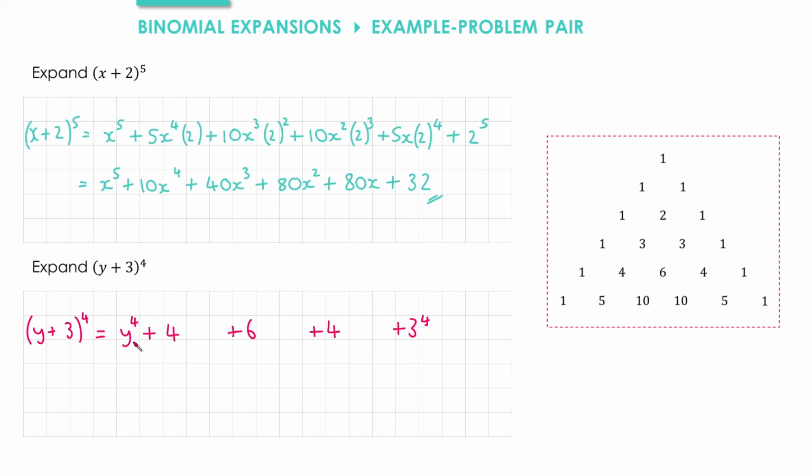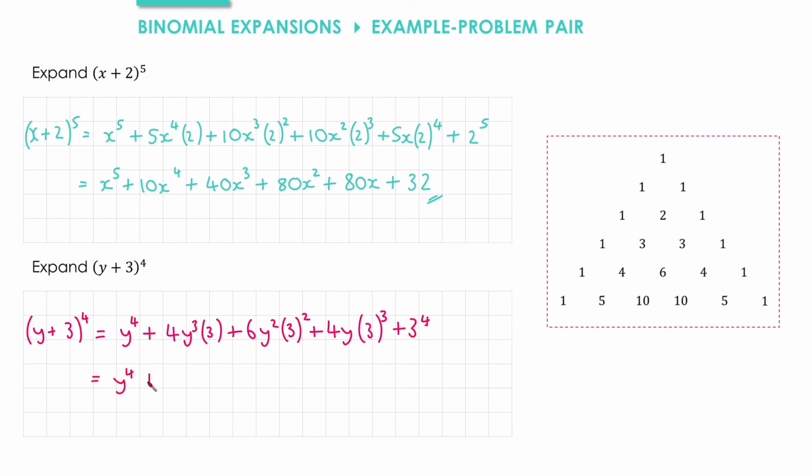Next, we'll put in our powers of y. We've got 4 and then 3, 2 and 1. Then we'll put in our powers of 3. We've got 0, 1, 2, 3, and then we just simplify.